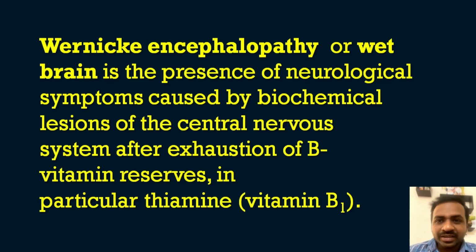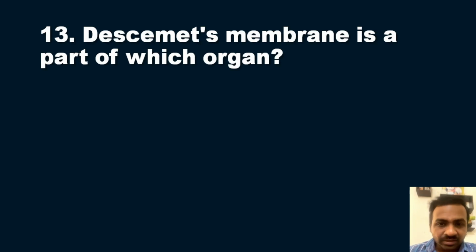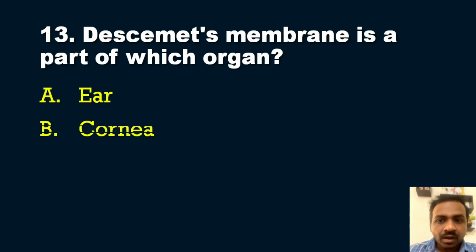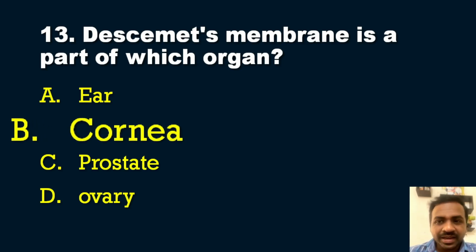Now we will move on. I think you are getting a bunch of information from these questions. So moving on to the very next question in our series, that is the 13th question. This is from anatomy, and the question is, Descemet's membrane is a part of which organ? So where can you find Descemet's membrane? The options for you are option A, ear, option B, cornea, option C, prostate, and option D, ovary. So the answer for this question is option B, that is cornea.